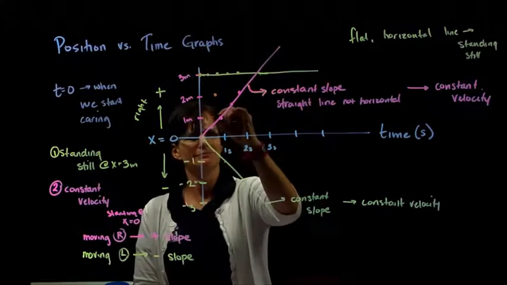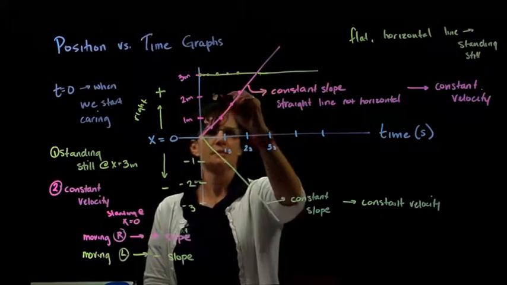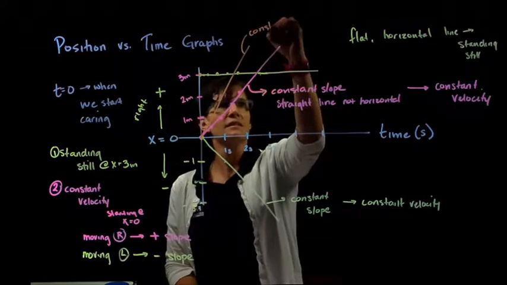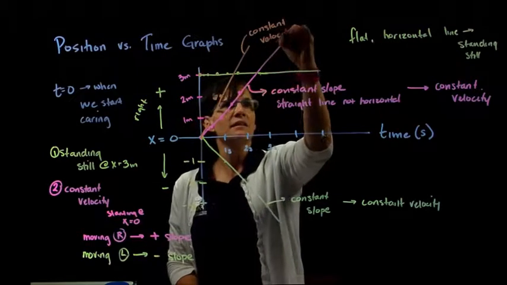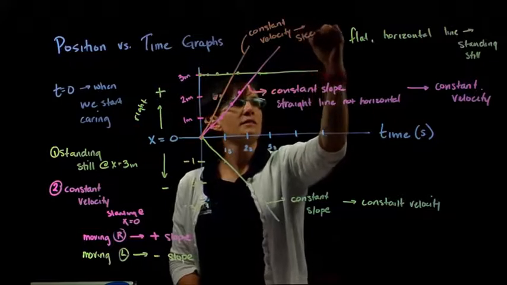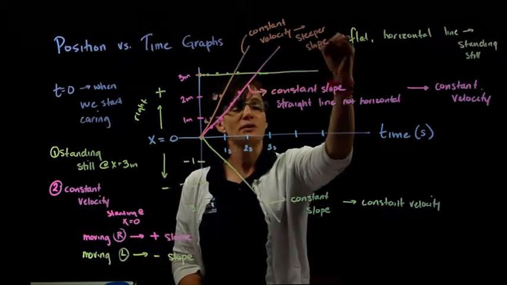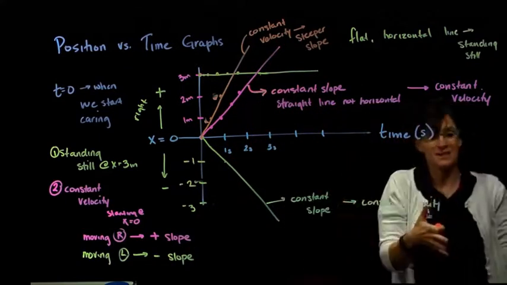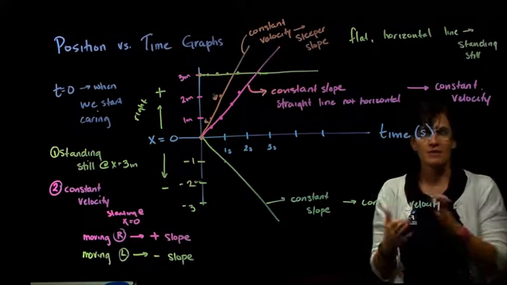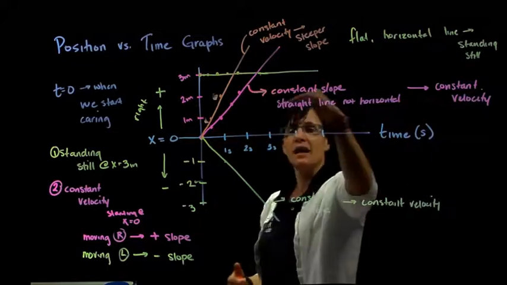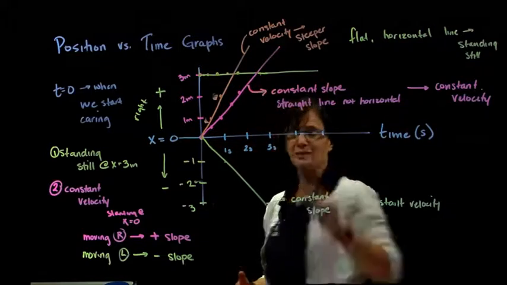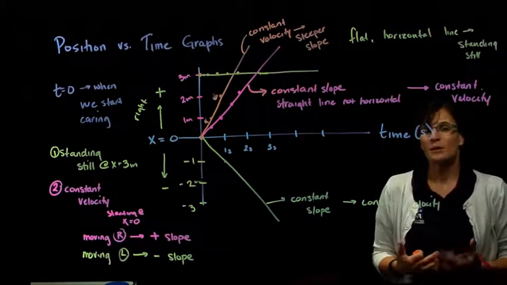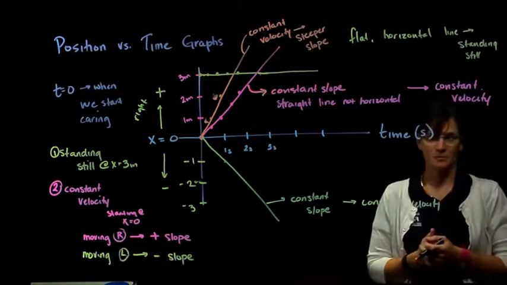Gotta line these up better. I still have a constant velocity, but it results in a steeper slope. So I can gauge how fast an object is moving through a scenario by how steep that slope is. If I was moving slower, I'd cover less distance for any amount of time, and I'd have a shallower slope. So we can get a lot of information about relative speeds of an object.